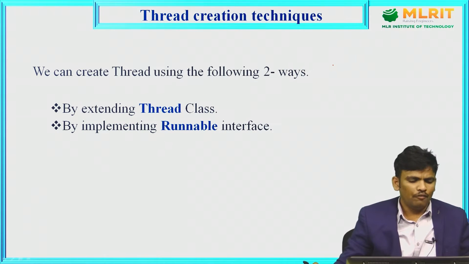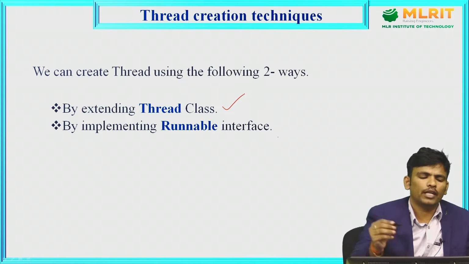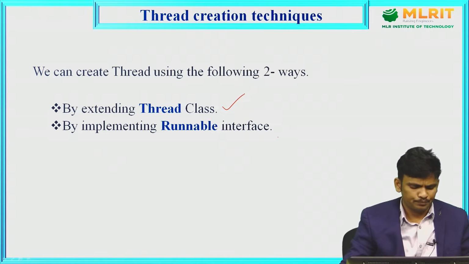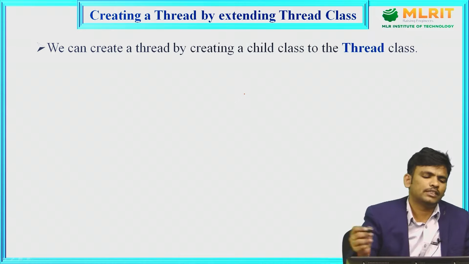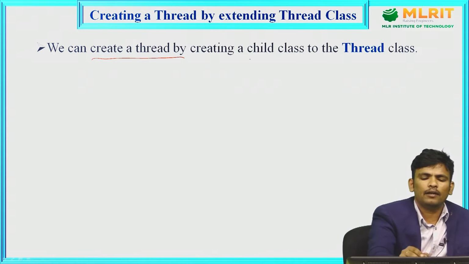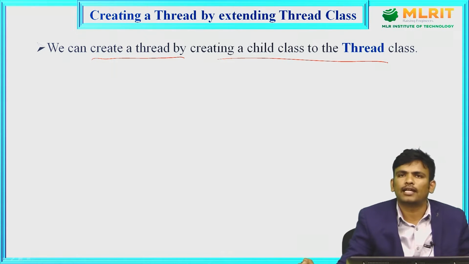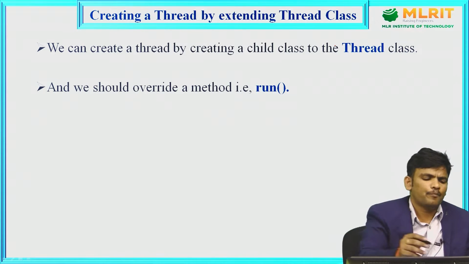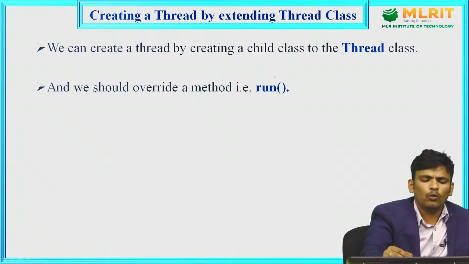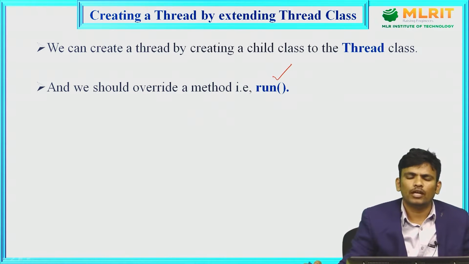Now we'll see the first approach: how to create a thread by using the Thread class. To create a thread by using the Thread class, we need to follow some steps. The first step is to create a thread, by creating a child class to the Thread class. First of all, we need to create our own class and extend the Thread class. Next step, we should override the run method. After creating your own class, you need to override the run method.